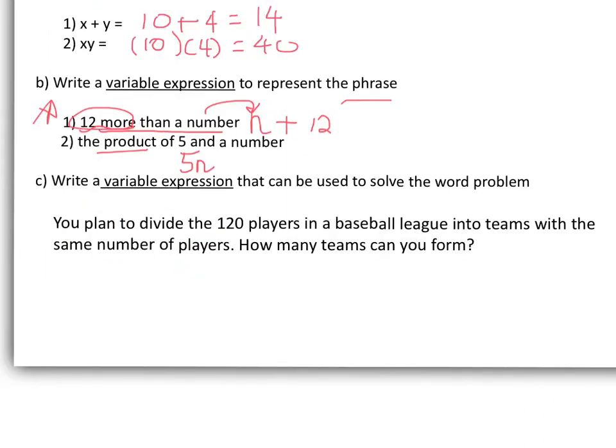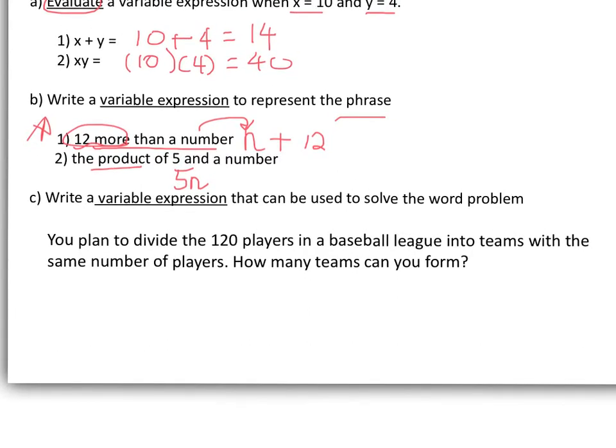Part C. Write a variable expression that can be used to solve the word problem. You plan to divide the 120 players in a baseball league into teams with the same number of players. How many teams can you form? So you take 120 divided by n. And n represents the number of players.